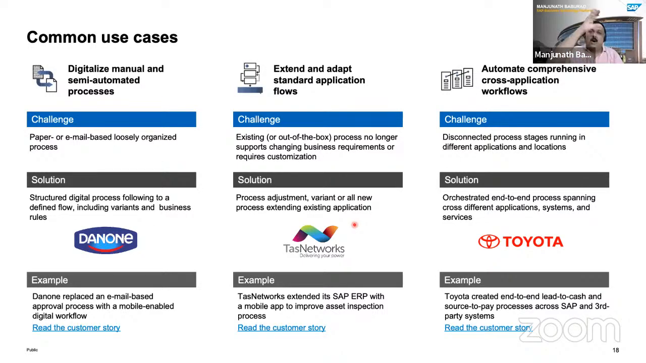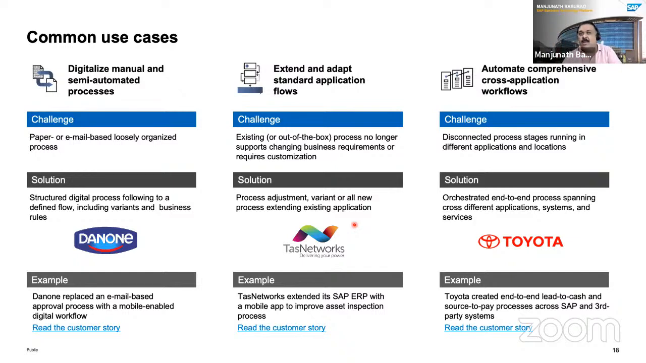Second one, there is already a process, but you need to build a flavor for your department or for your, let's say, location or for your particular job function, right? So an extension of an existing process is also a possibility, like how you see here, Task Networks, which is based out of Australia. They extended their SAP ERP, let's say, asset inspection process by creating a new workflow process automation application on top of BTP.